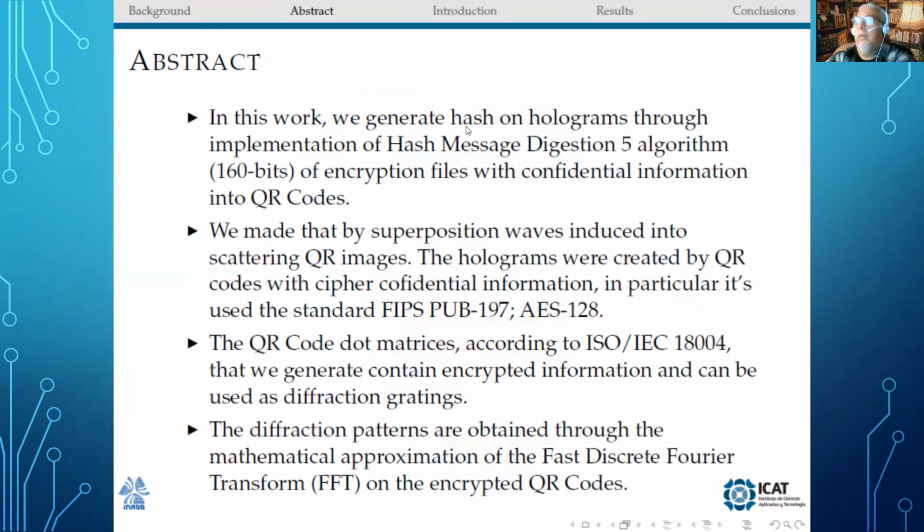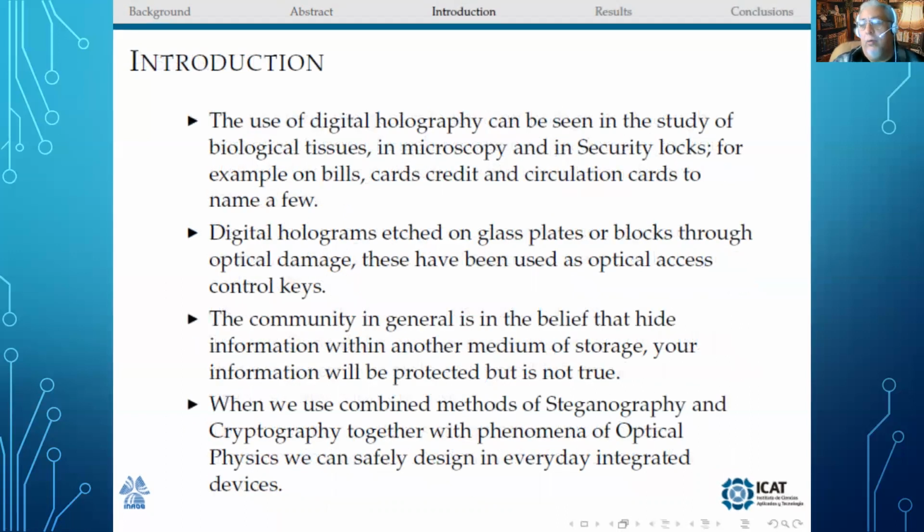Well, in this work, we generate a hash hologram through implementation of the Message Digest 5 algorithm with 160 bits of encryption, with confidential files in QR codes. We use several standards for the QR codes, like the Advanced Encryption Standard. The community in general believes that hiding information in another storage medium protects your information, but it's not the truth, because security by obscurity is not security.